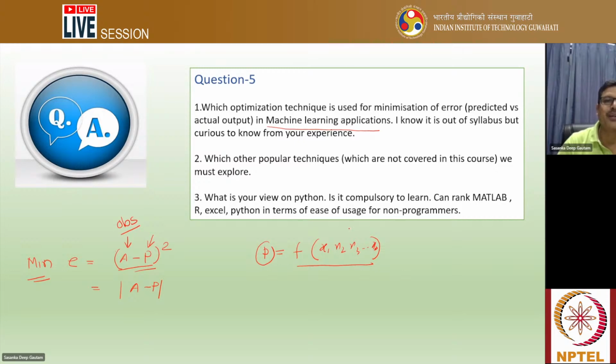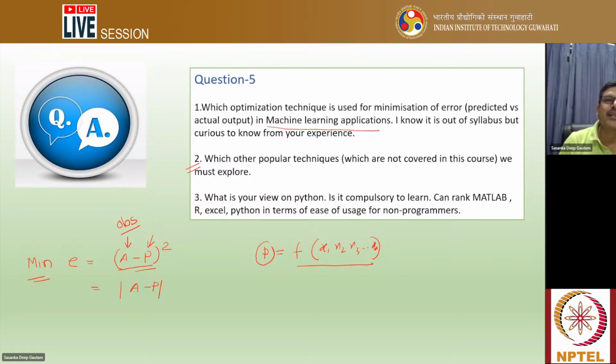Most of the time the relation is nonlinear. So you have to fix your algorithm based on what type of relation you have. I hope the first question is clear. There is no universal algorithm that will be applicable to all types of problems, so you have to select based on the nature of your function.